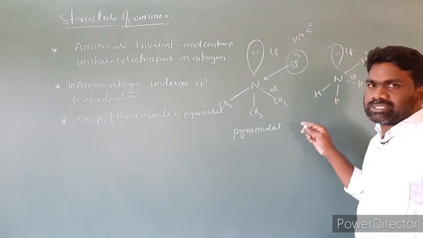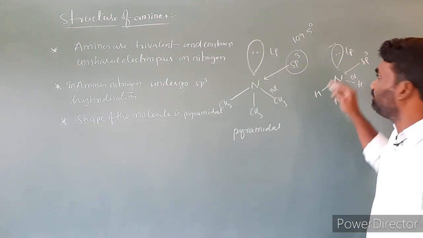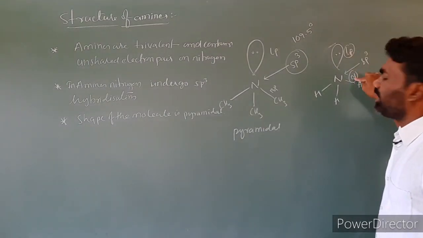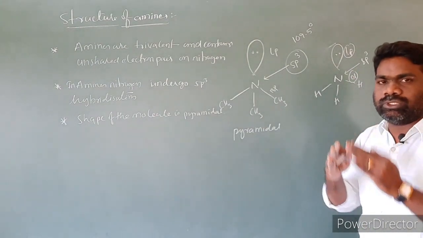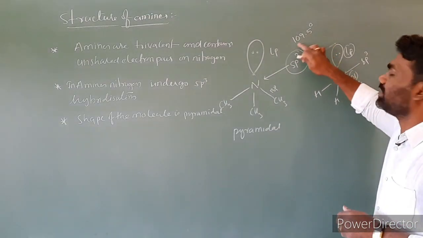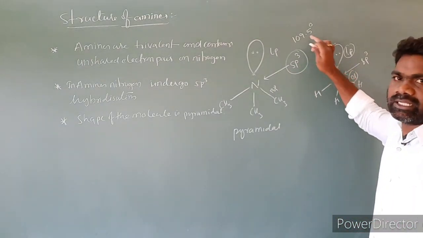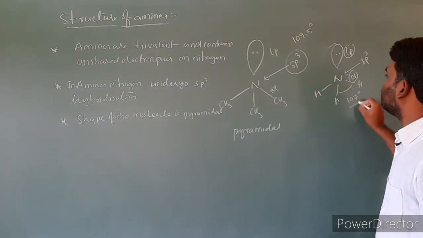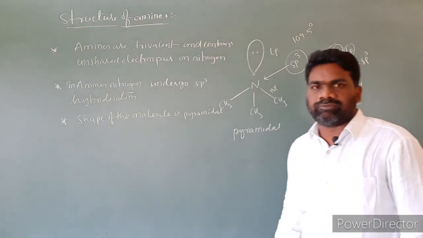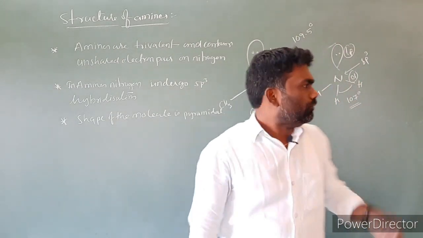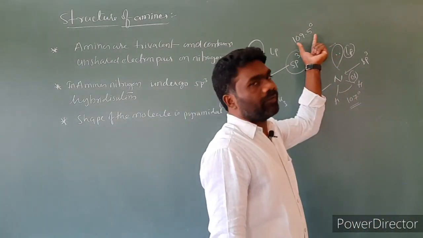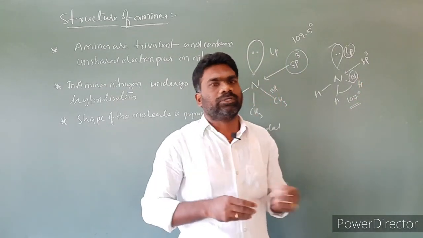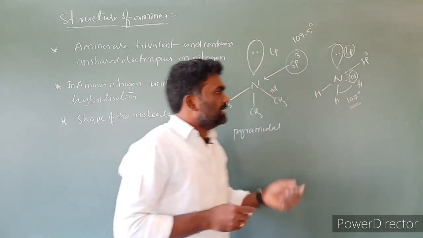Because of these repulsions, the bond angle is reduced, because of lone pair and bond pair repulsion, the bonds come close to each other. When the bonds come close to each other, the bond angle is reduced. The bond angle is 107 degrees in the case of ammonia, not 109.5 degrees, because of repulsion between lone pairs and bond pairs.